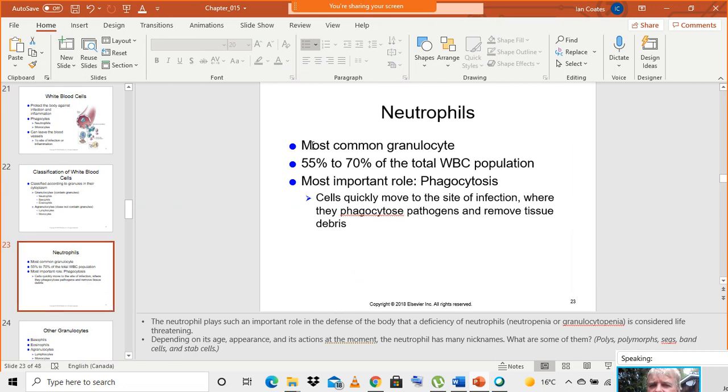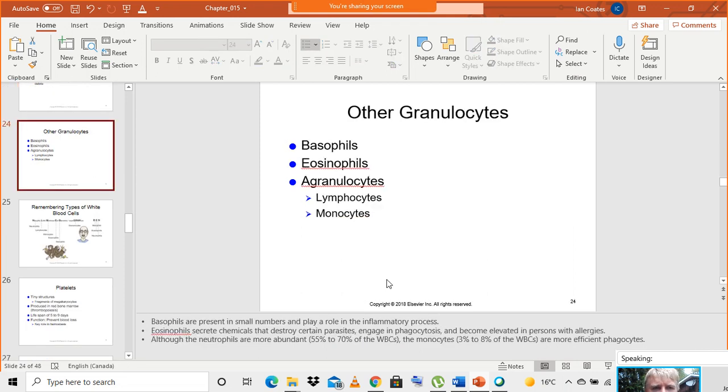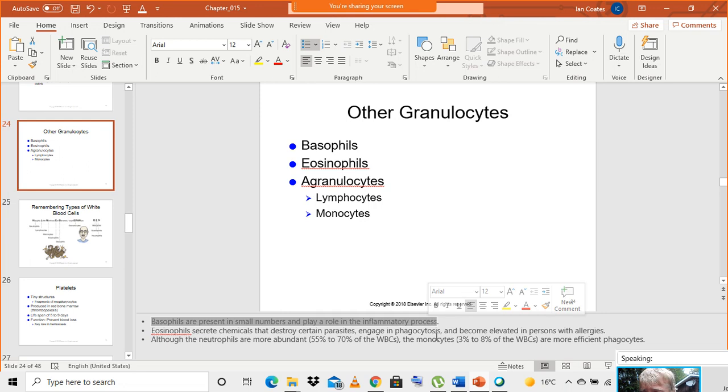The neutrophils there, these are the most common. Okay. Most important role, chomp, chomp. Phagocytosis, chomp, chomp. Okay. Cells quickly move to the site of infection where they remove the tissue there that needs to be removed. Okay. You guys can have a read of these basophils, eosinophils. I don't know why I'm having difficulty saying that there today, but you guys can have a read of these there. The basophils are present in small numbers and play a role in the inflammatory process.